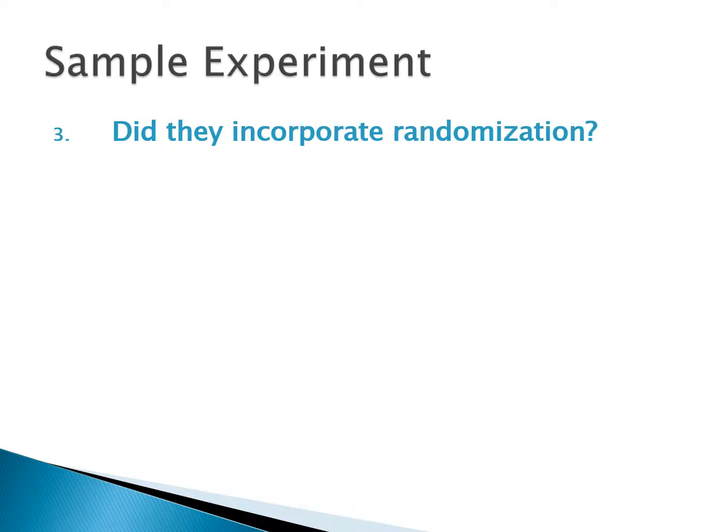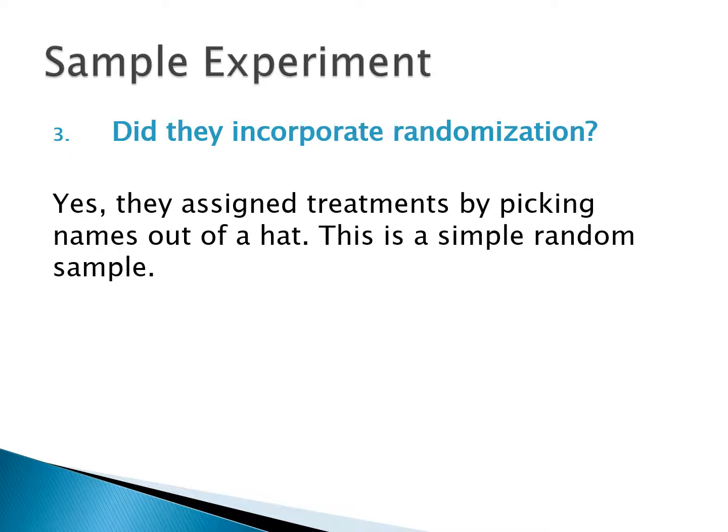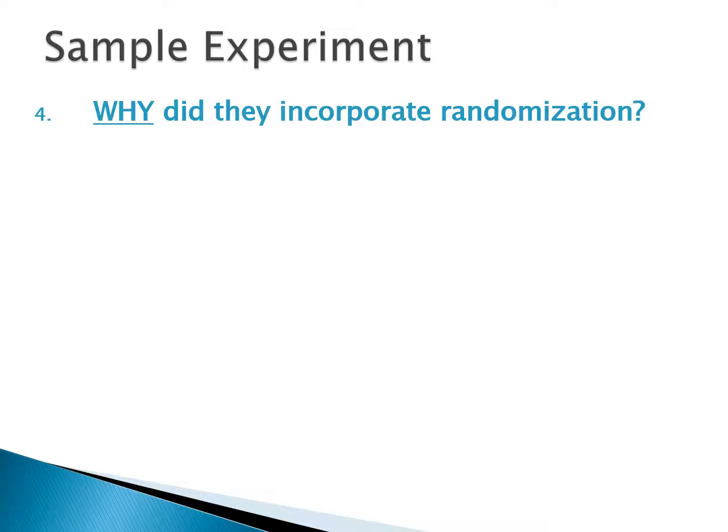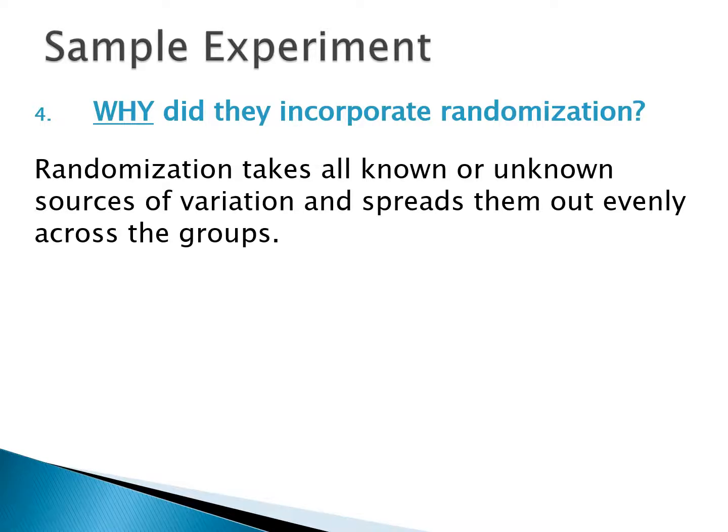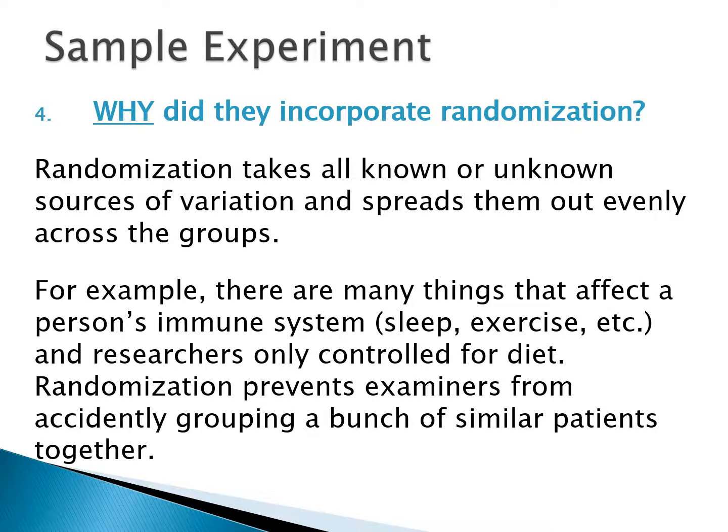Randomization was incorporated by picking names out of a hat. And that makes this a simple random sample. As to why they incorporate randomization, randomizing takes known and unknown sources of variation and spreads them equally across the groups. Okay, there's a lot of different things that can affect these subjects.